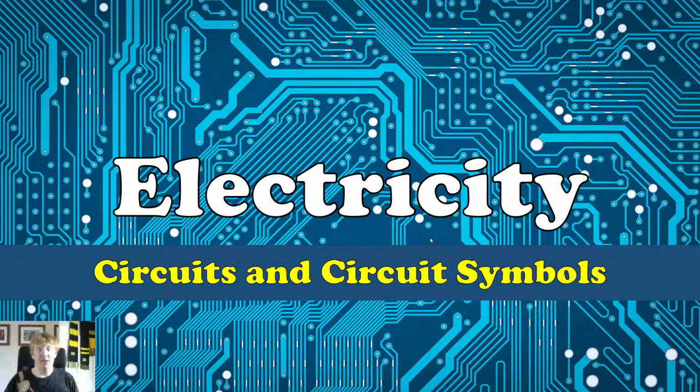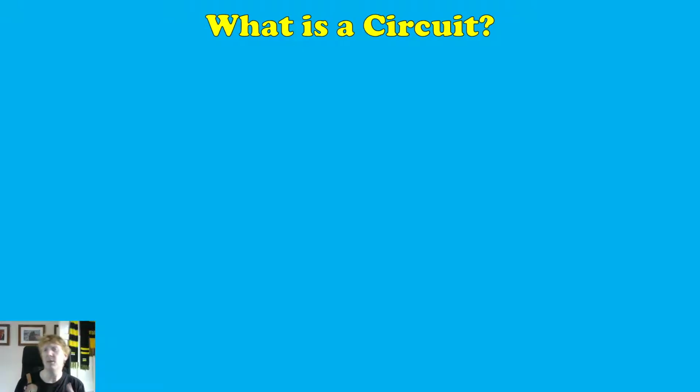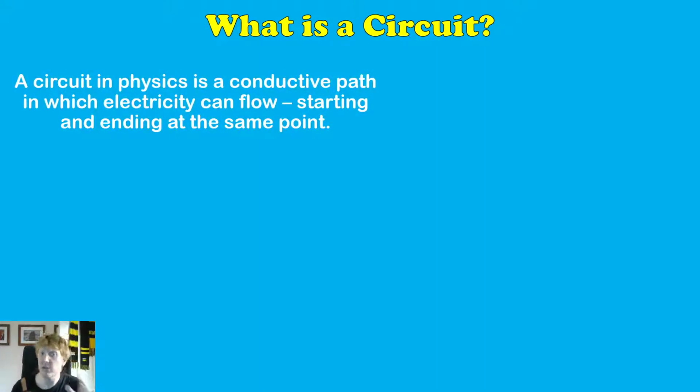Another video series. Today we're going to be looking at physics, and we're actually going to be looking at circuits and circuit symbols. Okay, so let's start with the obvious, and that's, well, what the hell is a circuit? Well, a circuit in physics is a conductive path in which electricity can flow, starting and ending at the same point, which is usually a battery or a cell.